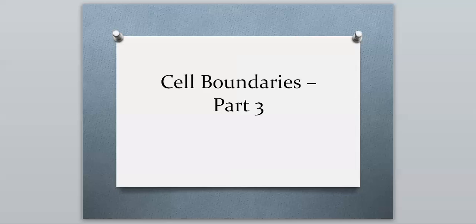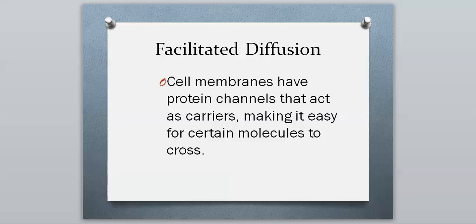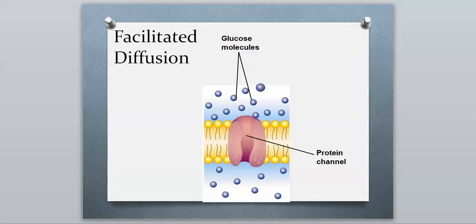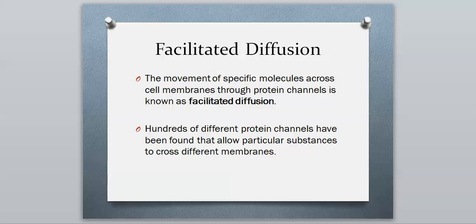The first thing we're going to talk about is facilitated diffusion, and cell membranes have protein channels that act as carriers, making it easier for certain molecules to cross. So what that looks like is right there. That little pink mass here is a protein channel, and the glucose molecule is an example of something that uses this protein channel to pass through. The movement of specific molecules across cell membranes through protein channels is known as facilitated diffusion, and hundreds of different protein channels have been found that allow particular substances to cross different membranes.